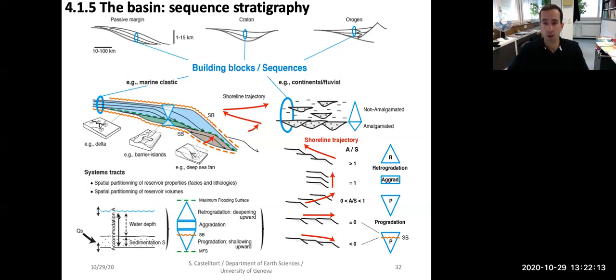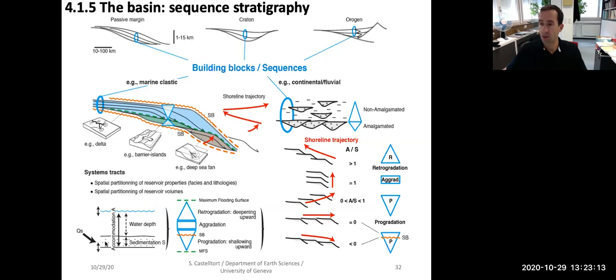So how to change accommodation? You can do changes of this interface or changes of this interface, okay? This interface can be lake level, sea level, water level in a river. And it changes with many parameters. That's almost an entire topic in itself. But we know that glaciation and deglaciation have implied changes of sea level. We know that climate does that, and it changes at various timescales as well. The bottom interface can change due to tectonics, uplift or subsidence.